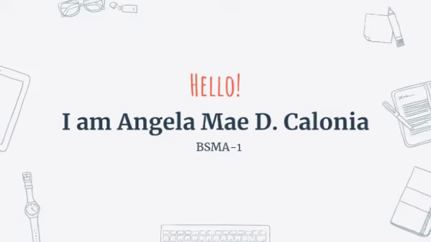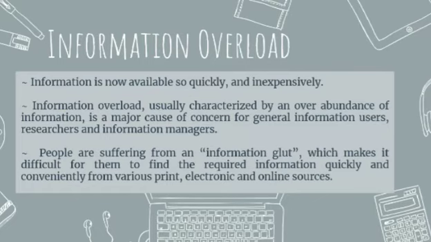Now I'm gonna tackle the information overload. Information is now available so quickly and expensively. Information overload, usually characterized by an overabundance of information, is a major cause of concern for general information users, researchers, and information managers. People are suffering from an information glut, which makes it difficult for them to find the required information quickly and conveniently from various print, electronic, and online sources.